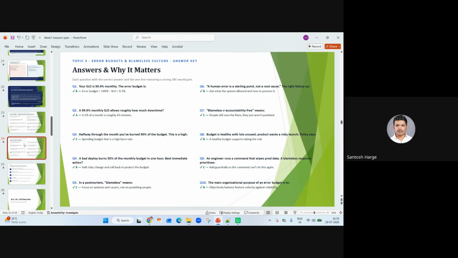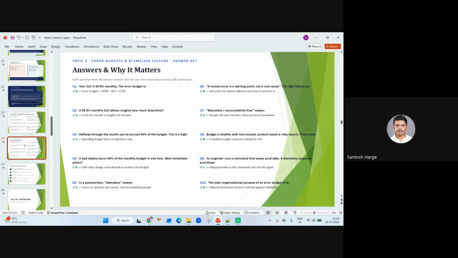Budget is healthy with a lot unused, product wants the risky launch, what does the policy say? If your budget is healthy, less than 50% used and still unused, then you are good to take the risk.